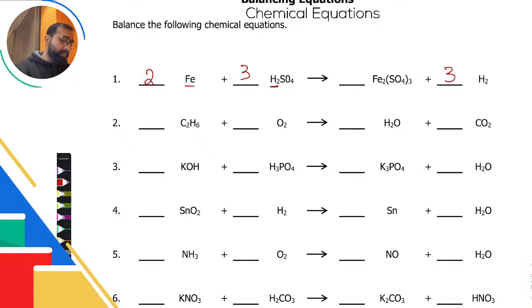I have 2 carbons on the left side, just 1 on the right side. So 2/1, that is 2. I have 6 hydrogen on the left side, just 2 on the right side. So 6/2, that is 3.